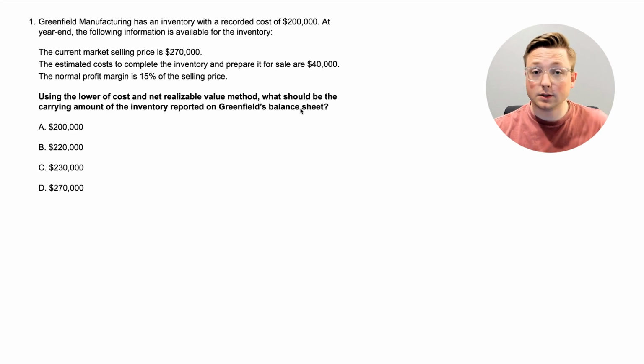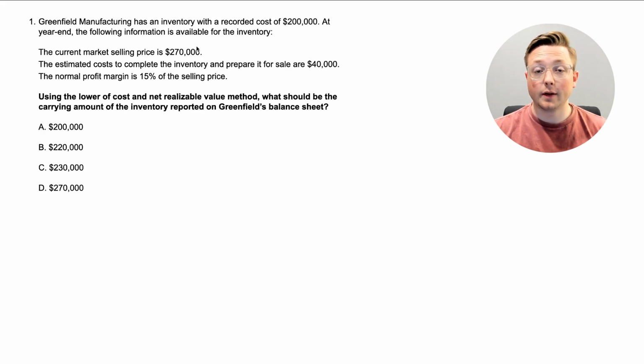Okay, so this is one of those cases where it would be helpful because if you knew how to do the lower of cost and net realizable value method, then you would immediately know, okay, I'm doing that. And then as you read through this, you'll know what you're looking for. Greenfield Manufacturing has an inventory with a recorded cost of $200,000. At year end, the following information is available for the inventory. The current market selling price is $270,000. The estimated costs to complete the inventory and prepare it for sale are $40,000. The normal profit margin is 15% of the selling price.